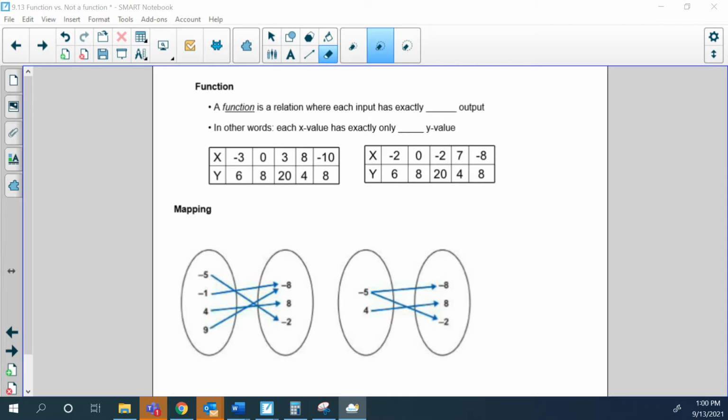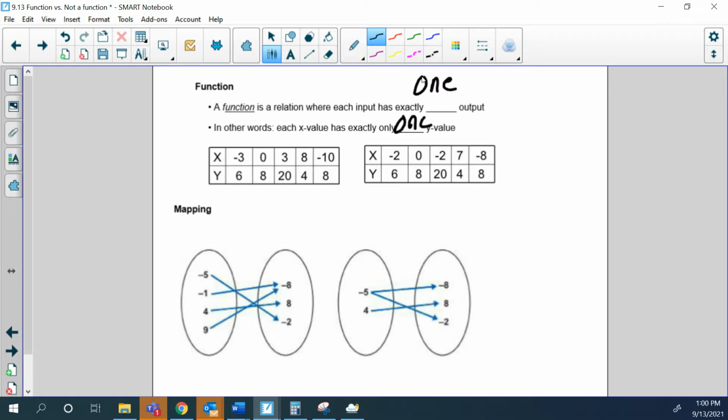All right, guys, today's lesson is on function versus not a function. A function is a relation where each input has exactly one, or a unique, output. In other words, for every x value, there's only one y value. For every input value, there's only one output value.